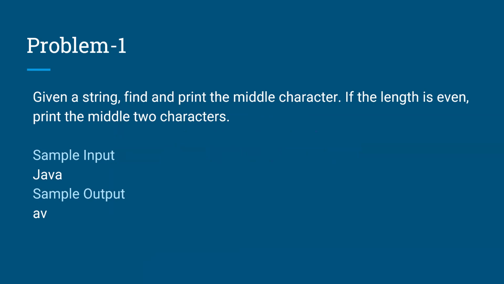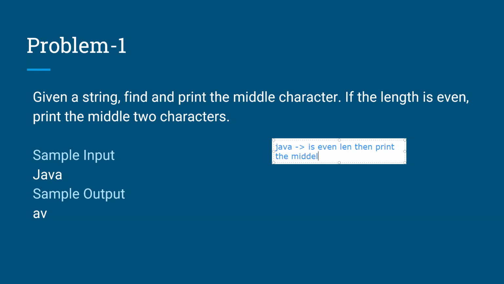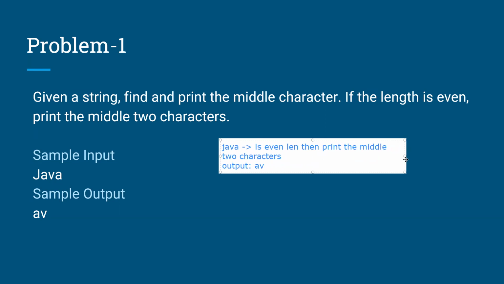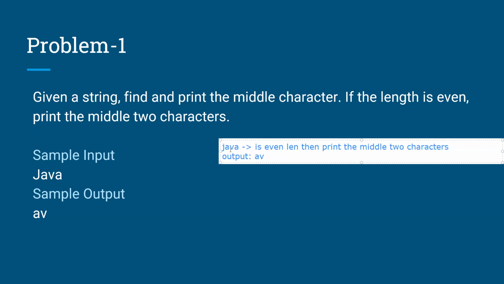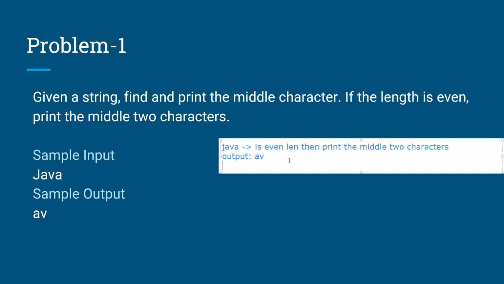What is the meaning of this, guys? He's saying that if the length of a string is even, then print the middle two characters. For example, as of now, we get the output AV, because the middle two characters are AV. Why are we getting the middle two characters? Because the length of Java is 4 and 4 is even.